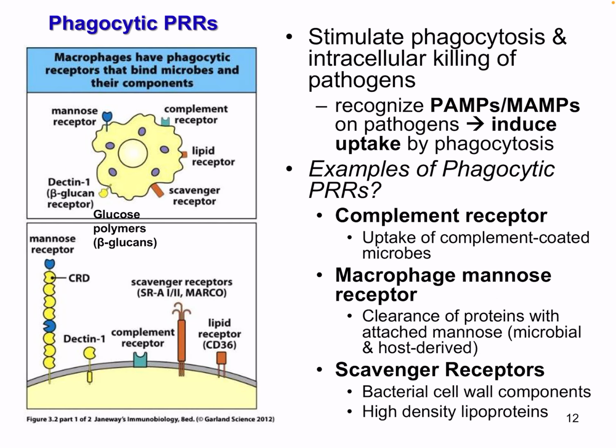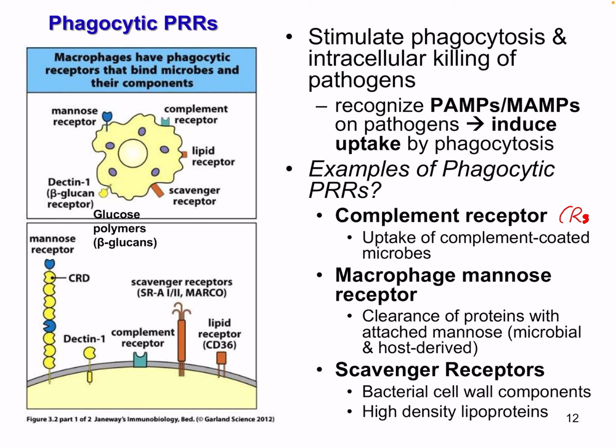So, phagocytic PRRs. These stimulate phagocytosis and intracellular killing of pathogens. They recognize PAMPs and MAMPs on pathogens and induce uptake by phagocytosis. Examples include our complement receptors, or CRs, that we've seen before. They involve the uptake of complement-coated microbes. And we also have our macrophage mannose receptor, which helps in the clearance of proteins with attached mannose, in microbial and host-derived. We also have our scavenger receptors, which detect bacterial cell wall components and high-density lipoproteins.